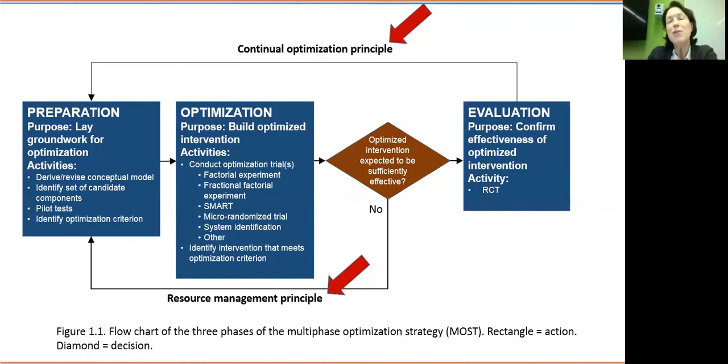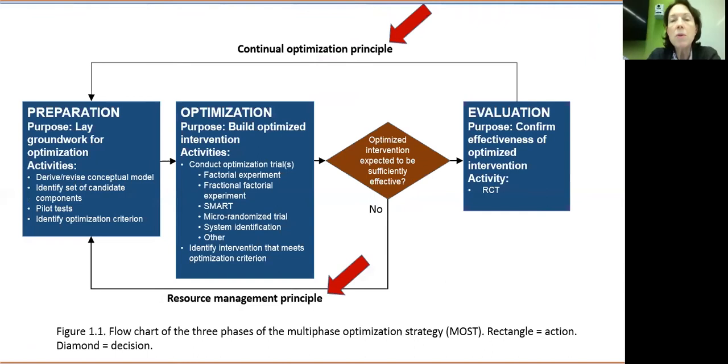And I want to hold open the possibility that there's some that we haven't thought of yet. I hope that's true. But you see that factorial experiment, fractional factorial experiment, which we talked about today, SMART trial is listed there, micro-randomized trial, which is something new that Susan Murphy is working on, system identification experiment, and, you know, as I said, there may be other possibilities.